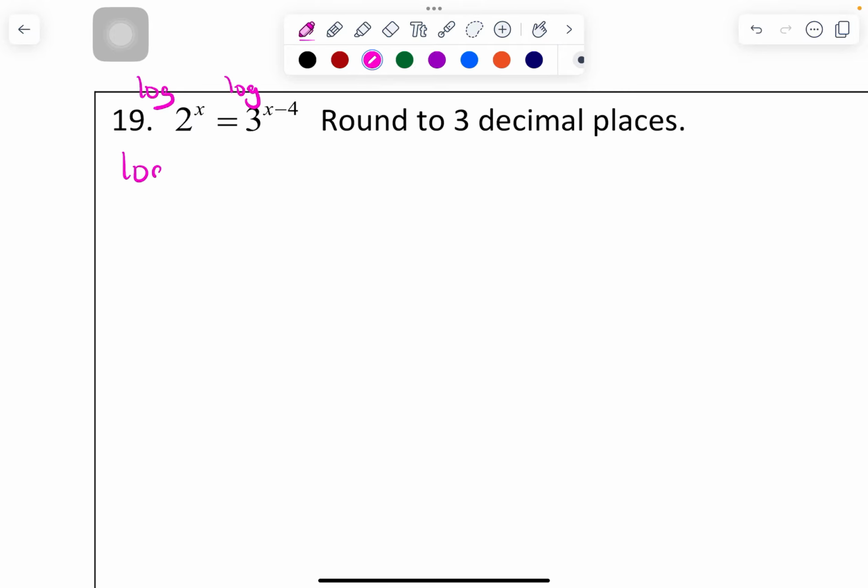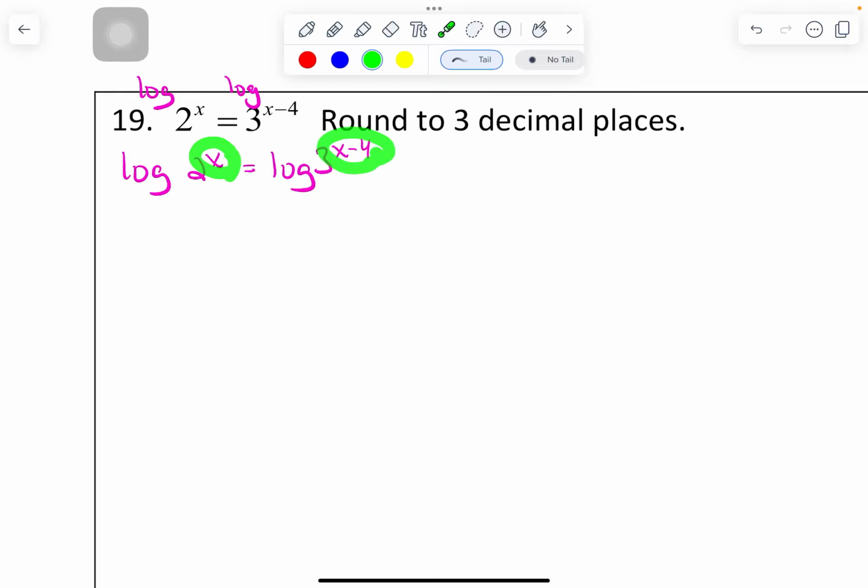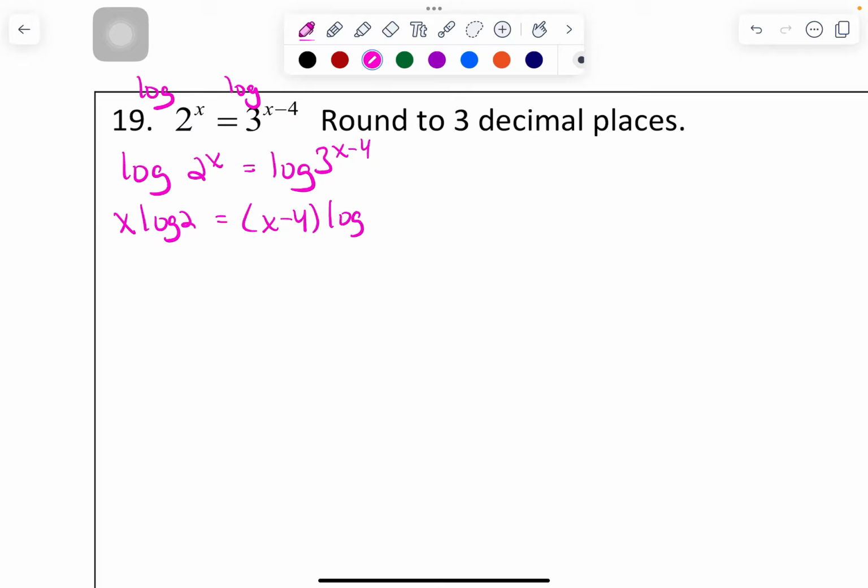And so we're going to do the log of 2 to the x is equal to the log of 3 to the x minus 4. Logarithm properties say we get to fly those exponents. So there's going to be x log 2 is equal to x minus 4 log 3. I'm going to go ahead and distribute on the right side. So x log 3 minus 4 log 3.